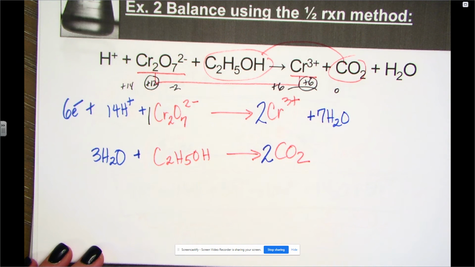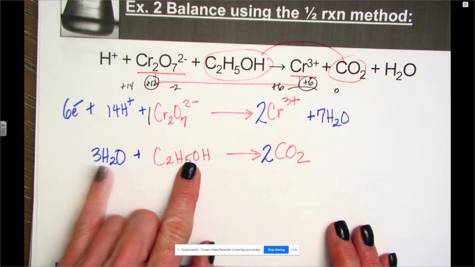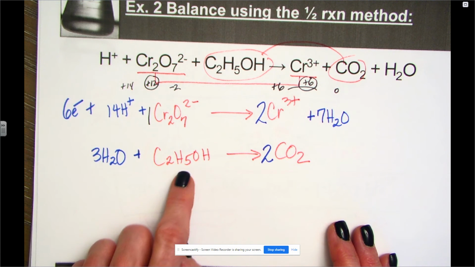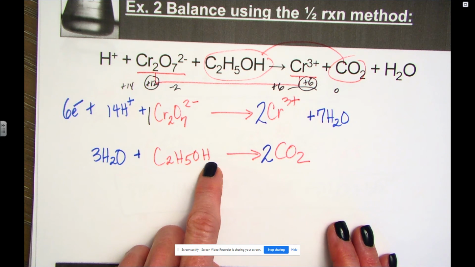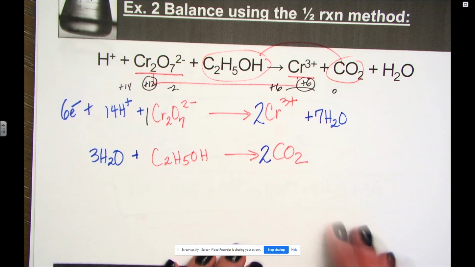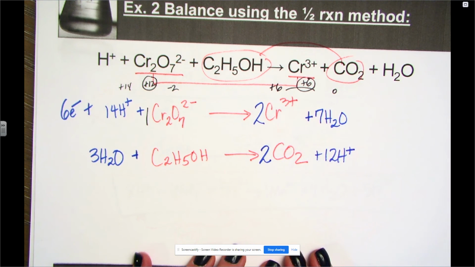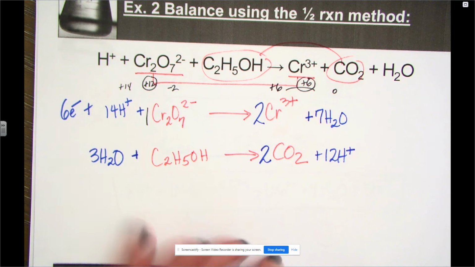Now let's balance our hydrogens. Now be careful because there's hydrogens in both molecules. 3 times 2 is 6, and then I have 5 and 1 is 6 more. That's 12 hydrogens on this side. So we're going to add 12 hydrogen ions to this side. That balances your hydrogens. Let's do your charge last.